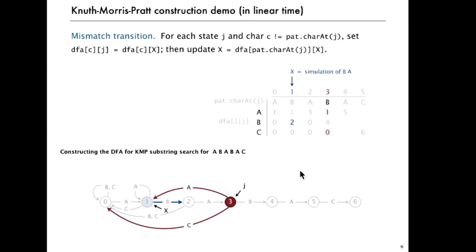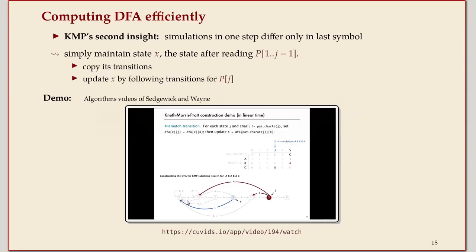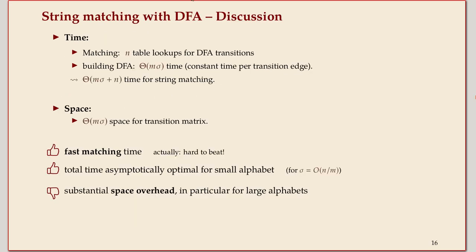Okay? So you see this idea that you simulate the automaton you're currently constructing on the shorter pattern, but you don't always start simulating from the beginning and then read the same characters again and again, because it's always the same prefix that starts with P1 and then P2 and so on. So there's no need to redo that work. All right, that's how you construct the DFA.